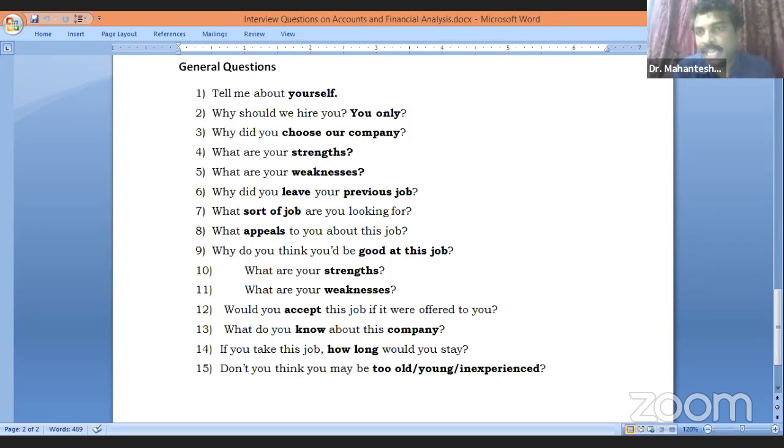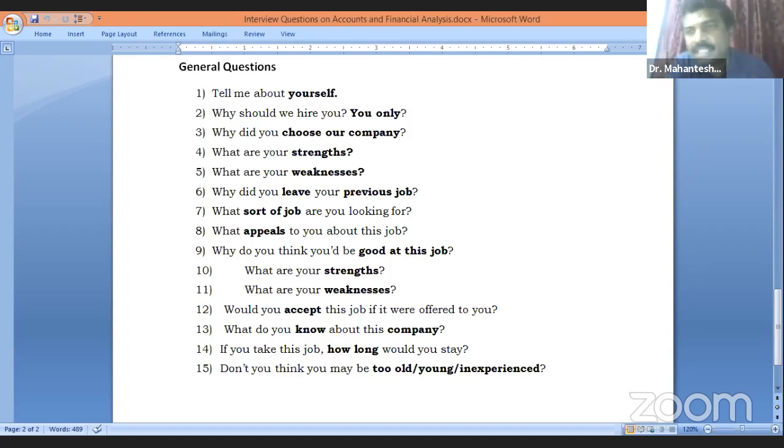So I may be a very good fit for your organization. This is how you can pitch your strengths, your achievements in line with the company's requirements. That's how you can answer why should we hire you. Why did you choose our company only, they ask. There are so many companies. Ours is not the only company, ours is not the best company.